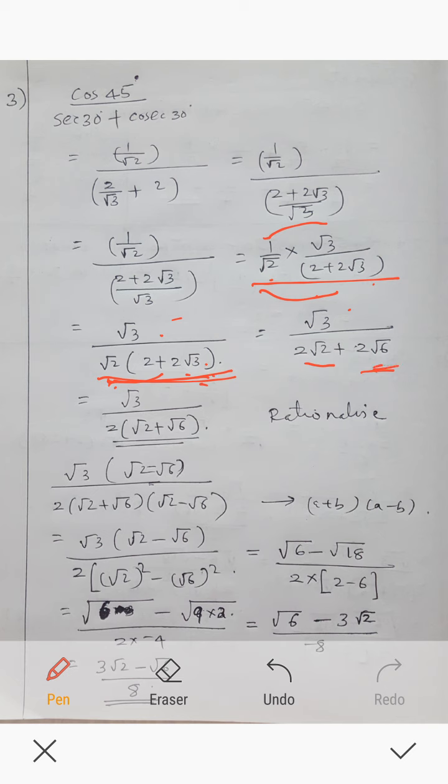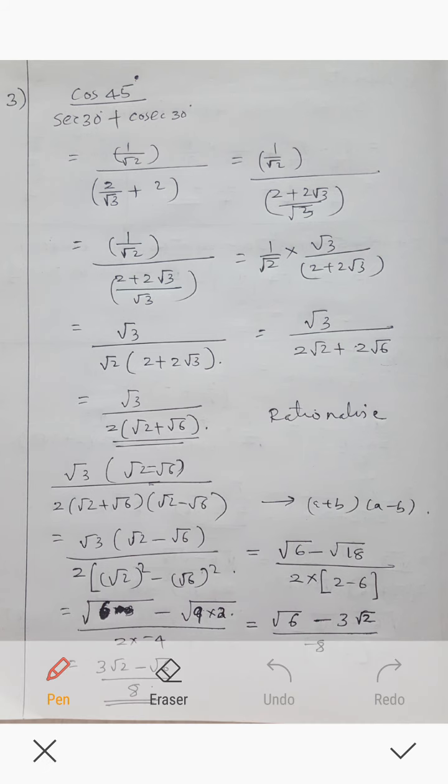And so here in the next step, root 3 is there. In these two terms, 2 is a common factor. So on taking 2 outside the bracket, it will be 2 into root 2 plus root 6. Actually, it is the answer. But we should not keep the answer with an irrational denominator. Here root 2 plus root 6 is an irrational number. So we have to rationalize it.